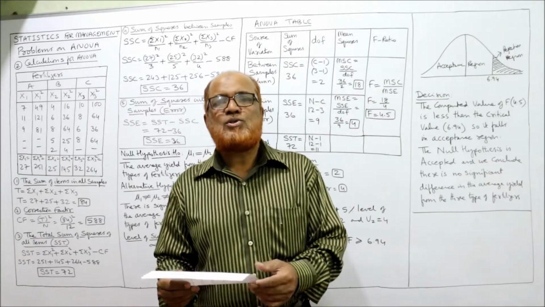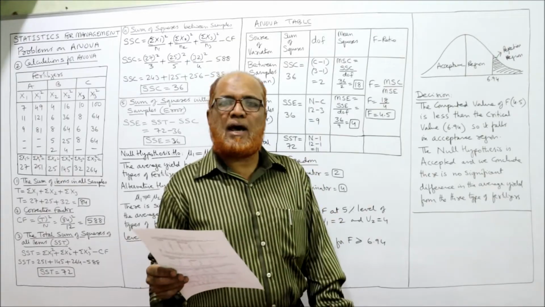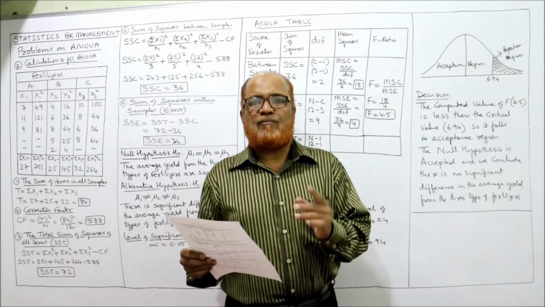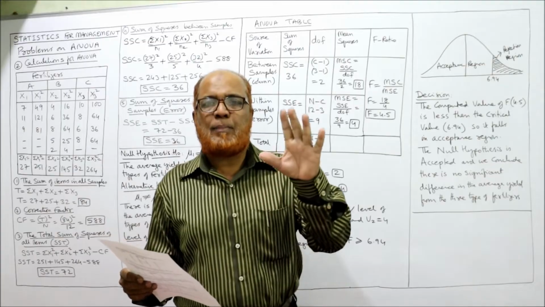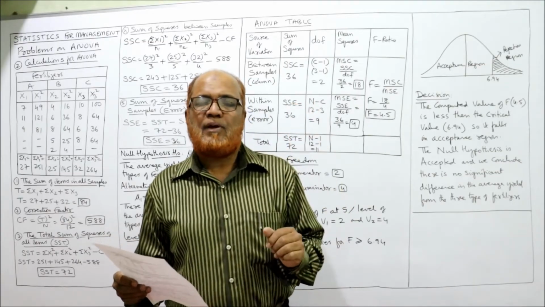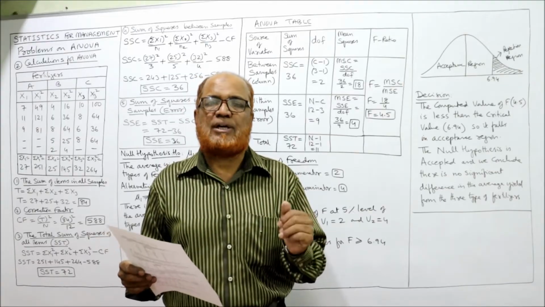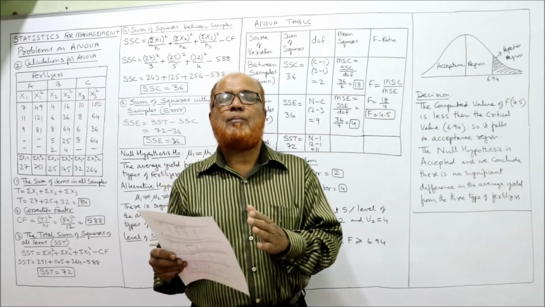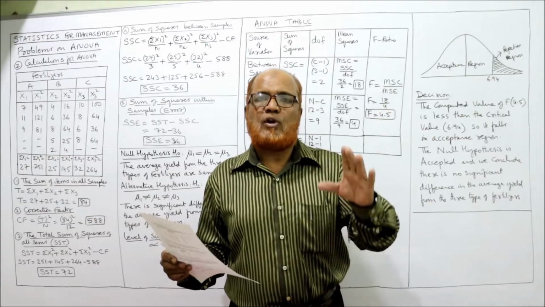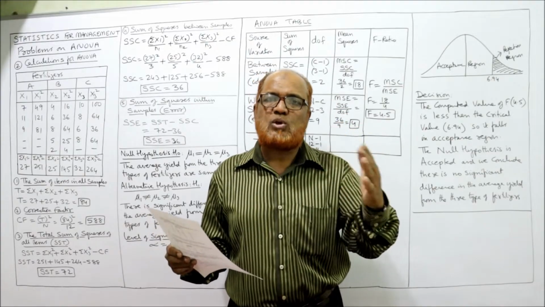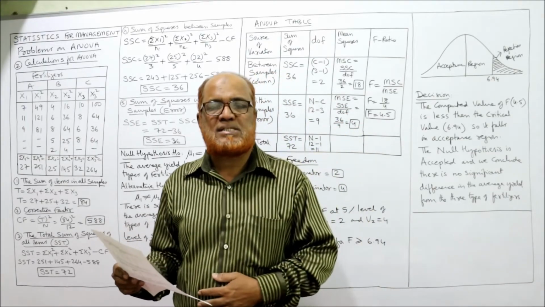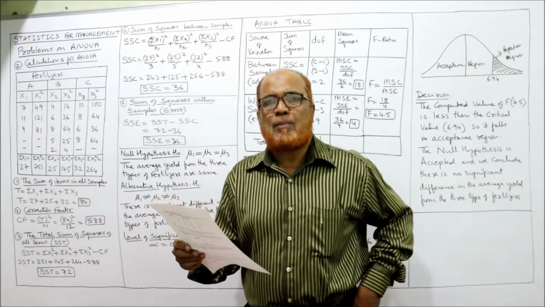Now I am going to start the second problem on ANOVA. In the previous problem, the first problem, we simply prepared the ANOVA table. We have not applied the steps of hypothesis testing. But in the second problem, we have to do the complete problem. We have to prepare the ANOVA table and also apply all the hypothesis testing steps. See the problem carefully.